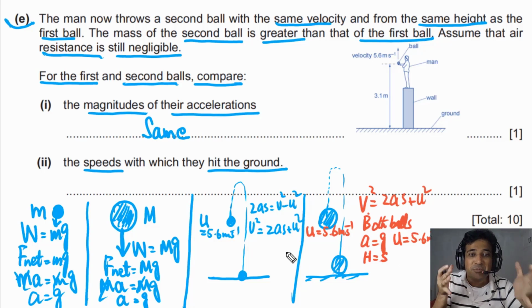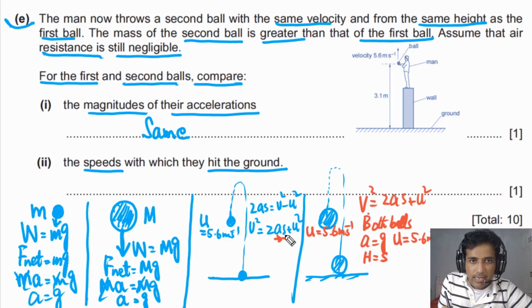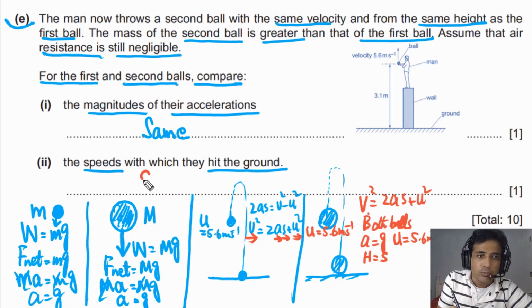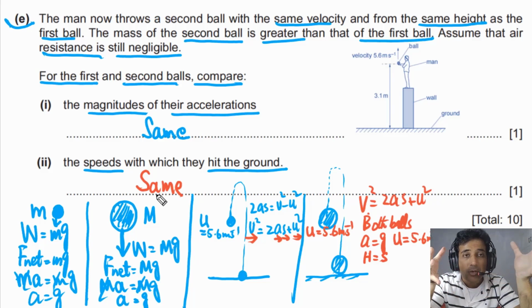So it means they have the same speed. If a is the same, s is the same, and u is the same, it means v is also the same. So both balls, when they hit the ground, will hit the ground with the same speed. In this case, the final speed is also independent of their masses. So mass is not playing any role in this case.